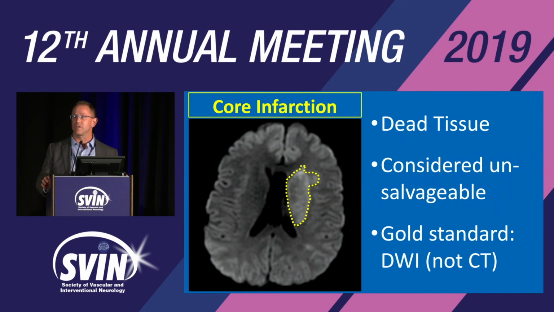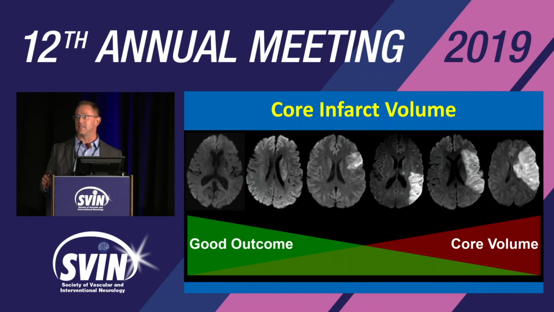Core infarction, you all know this, it's dead tissue. We consider it to not be salvageable, and the gold standard is absolutely diffusion-weighted imaging MRI. But how do we do this in the world where we don't have access to an MRI for every patient? Well, CT is the answer. We care about core because obviously the larger the core, the less likely you are to have a good outcome after treatment, be it by thrombectomy or thrombolysis.